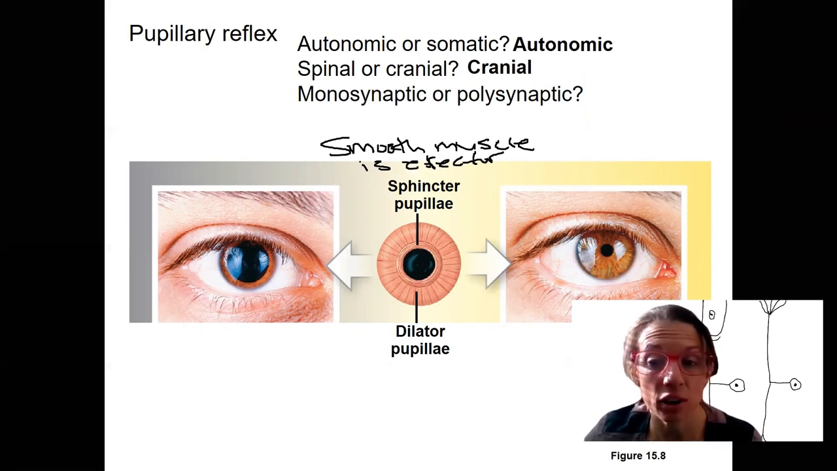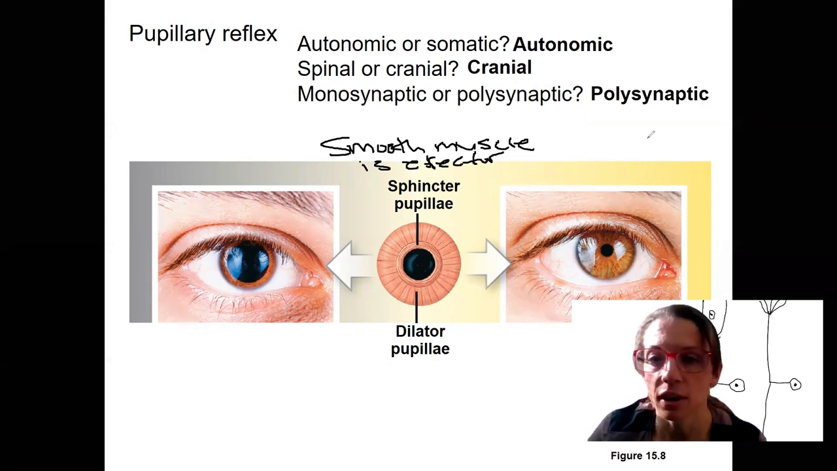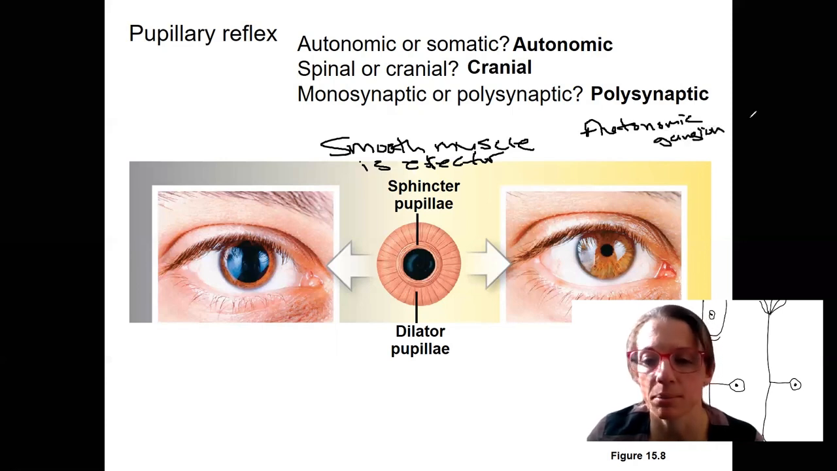Lastly, since this is an autonomic reflex, it's polysynaptic. We know that there is an autonomic ganglion. So there has to be more than one synapse in this pathway.